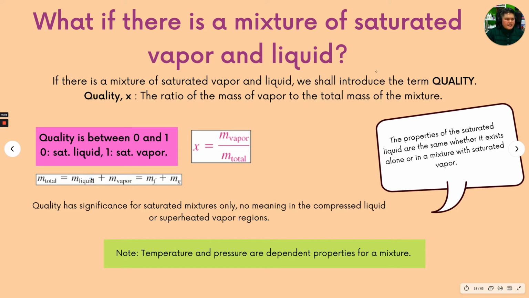But can we distinguish that? I think that is another challenge for us: what is the mass of the vapor and what is the total mass? Because looking with our eyes, we cannot see clearly whether it is vapor or liquid, so we cannot simply determine the mass of the vapor or the liquid. Quality is between 0 and 1. 0 is saturated liquid, 1 is saturated vapor. Quality has significance for saturated mixtures only, and no meaning in the compressed liquid or superheated vapor region.